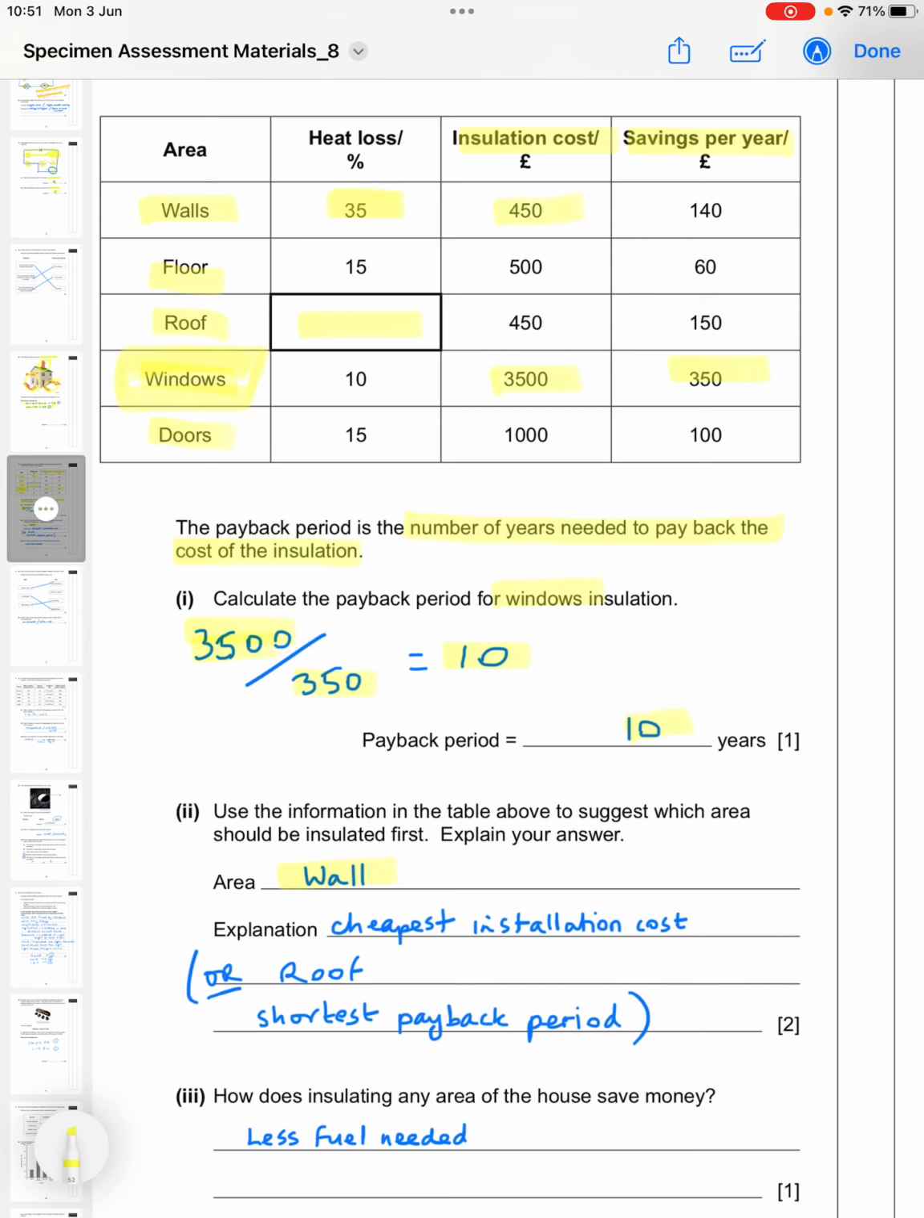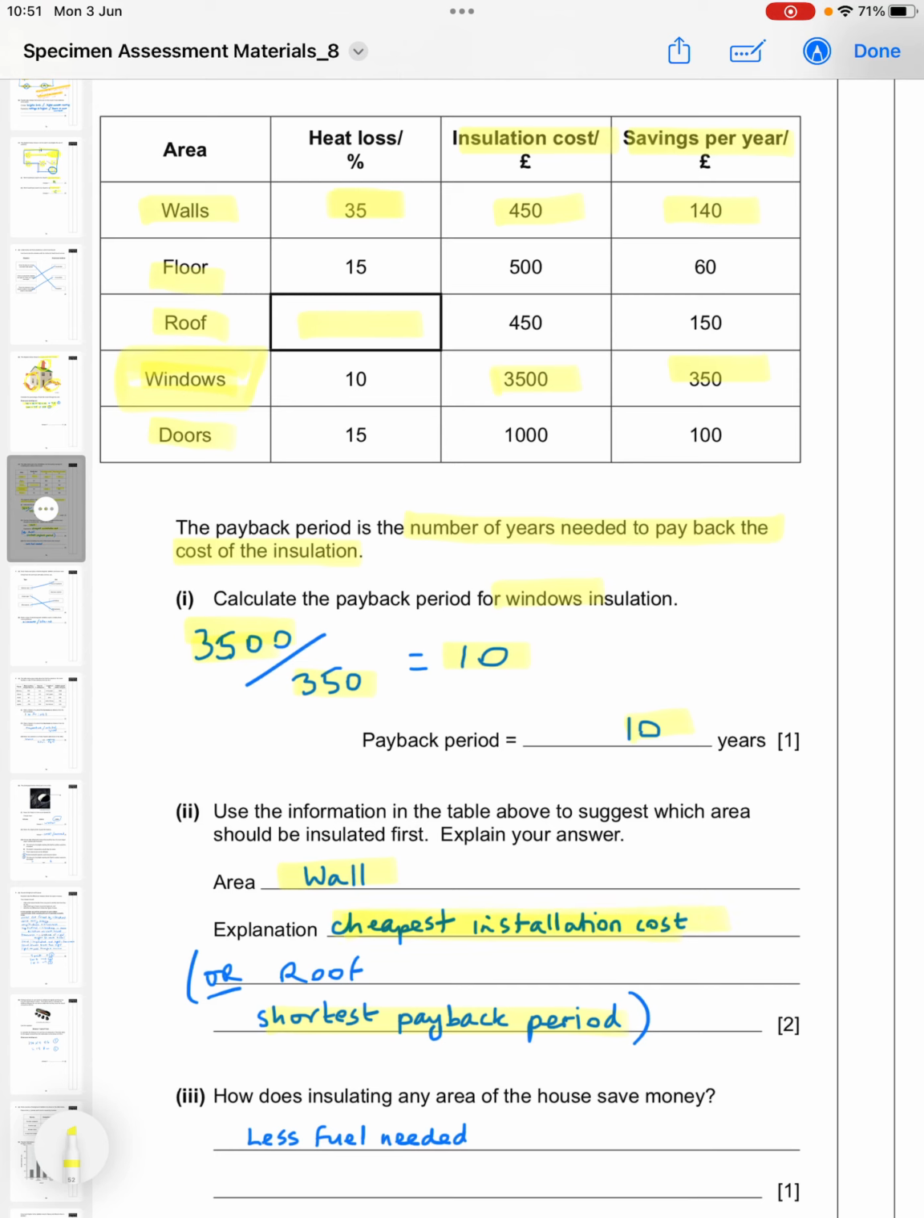Explanation could be that it's the cheapest cost, or that it saves you £140 a year. So if you were to work out the payback period, you could say it's the shortest payback. Sorry, I'm going ahead of myself. So the wall would be the cheapest one.